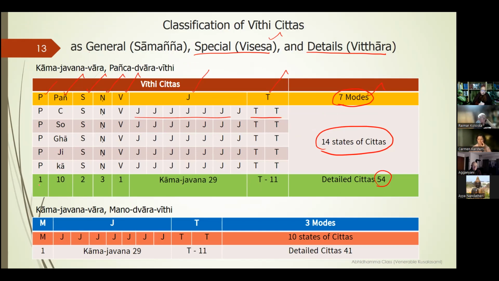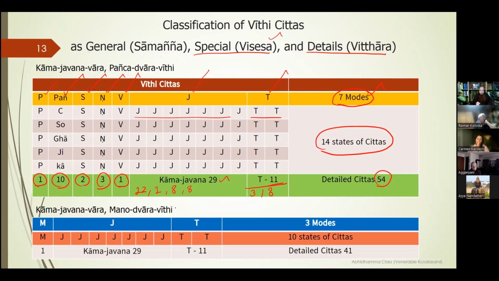Panchadwara Avajjana, the five sense door adverting consciousness, is one. Pancha Vinnana is 10, Sampaticchana 2, Santirana 3, Votthapana 1, and Kama Javana 29. Kama Javana 29 is 12 unwholesome, 1 Hasituppada, 8 Mahakusala, and 8 Mahakiriya. Tadarammana 11 is 3 Santirana and 8 Mahavipaka. So altogether, the sense-sphere consciousness is 54.